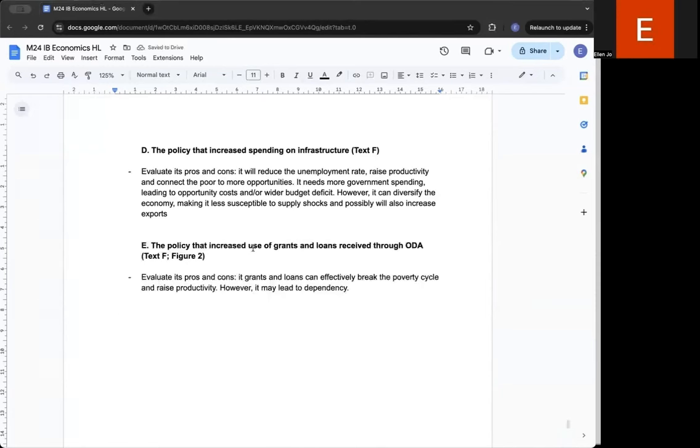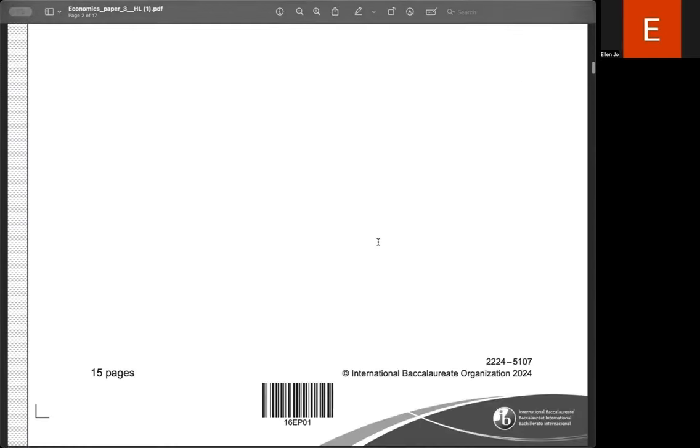Last is the policy that increased use of grants and loans received through ODA, and its pros and cons. And as always, I reckon a conclusion is not necessary, but if you have remaining time, do write a few words to summarize your evaluation. Yes, then this is the end of paper 2. What's coming up is paper 3. All right, paper 3.